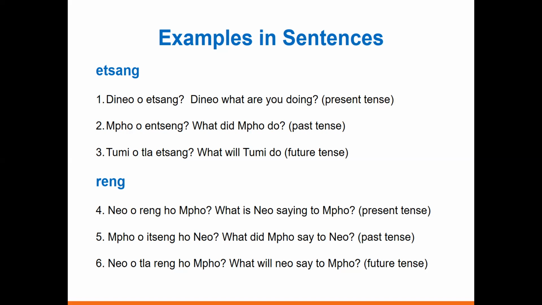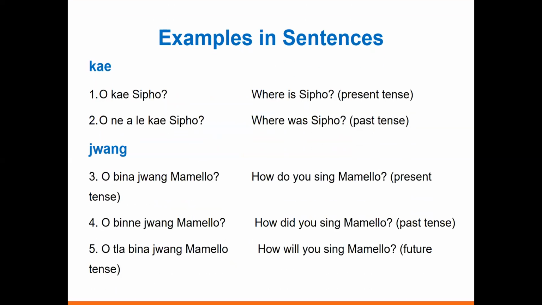We cannot say what did Neo said. We'd rather say what did Neo say, or what did Mpho say to Neo. Other examples there: Kae, o kae Sipho, o ne a le kae Sipho, in the past tense. So there's no morphemic change in the word kae per se, but the addition of the morpheme le to indicate the past tense. Okay, o tla ba kae, meaning that will then be in the future tense.